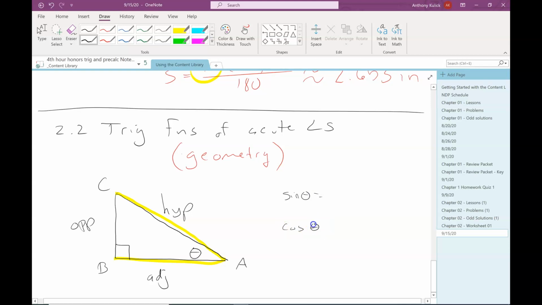So in your geometry class, you surely defined sine, cosine, and tangent in terms of a ratio of side lengths in a right triangle. For sine, we say it is equal to opposite over hypotenuse. Cosine is adjacent over hypotenuse. And tangent is opposite over adjacent.